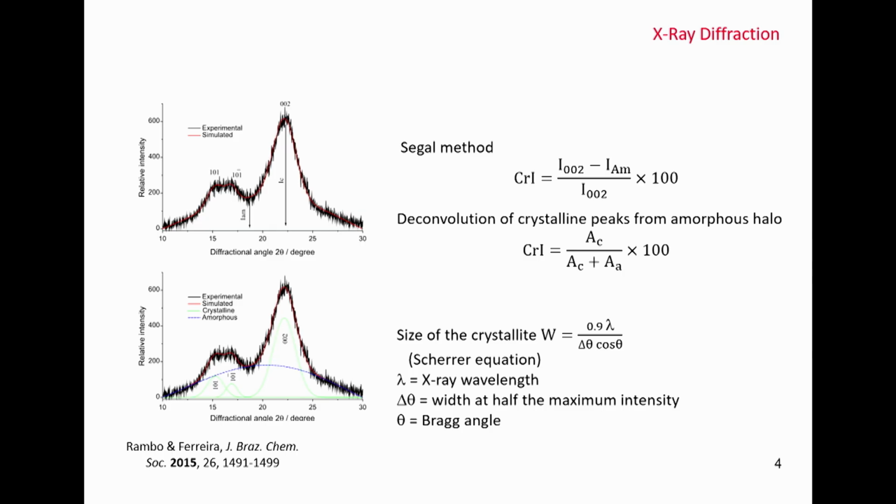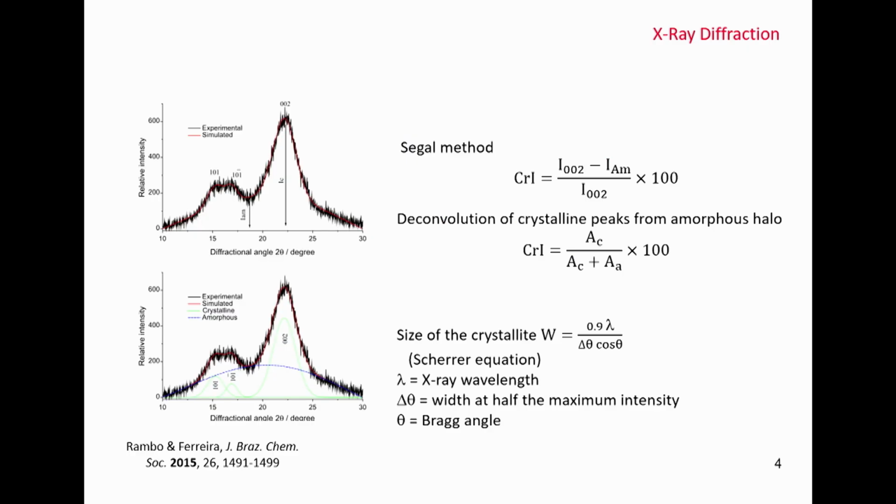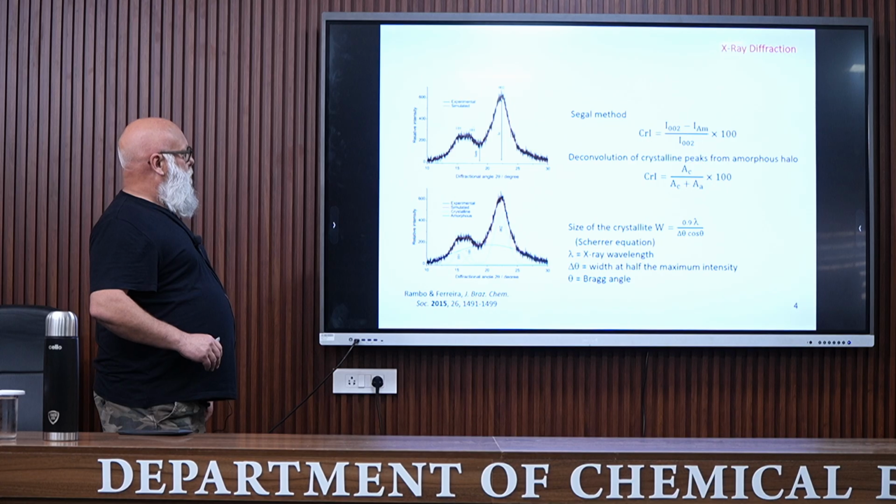In fact, it's not really a degree of crystallinity like it is determined by differential scanning calorimetry, but it's a crystallinity index. And for this, there are two methods. The Segal method, which is given by this equation. In this equation, I002 corresponds to the magnitude of this diffraction peak, which is the most intense, and I_AM corresponds to the magnitude of the diffraction peak in this valley, which is associated to the amorphous domains. So this is the first method.